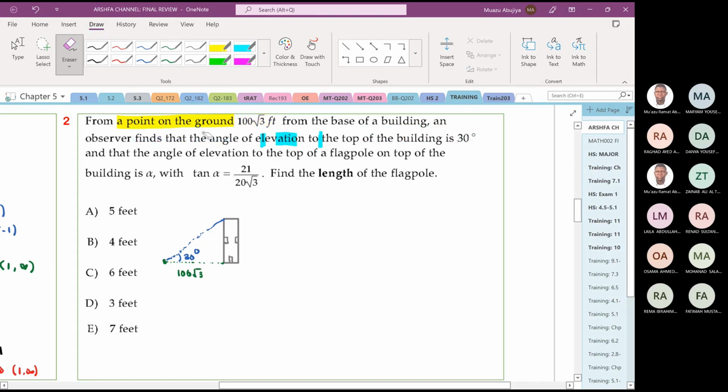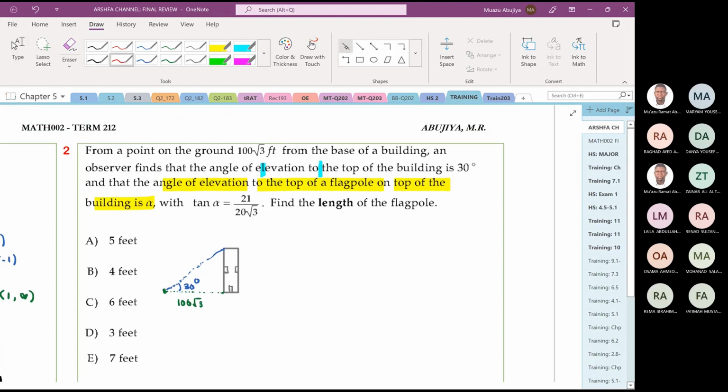Then what else further? Here it says, and that the angle of elevation to the top of a flagpole on top of the building is alpha. So there is a flagpole on top of the building. So let us draw a flagpole. So we have a flagpole on top of this building, and the flag is here. Now, it says further, the angle of elevation to the flagpole is alpha. So let us draw another line. We are talking about the same point.